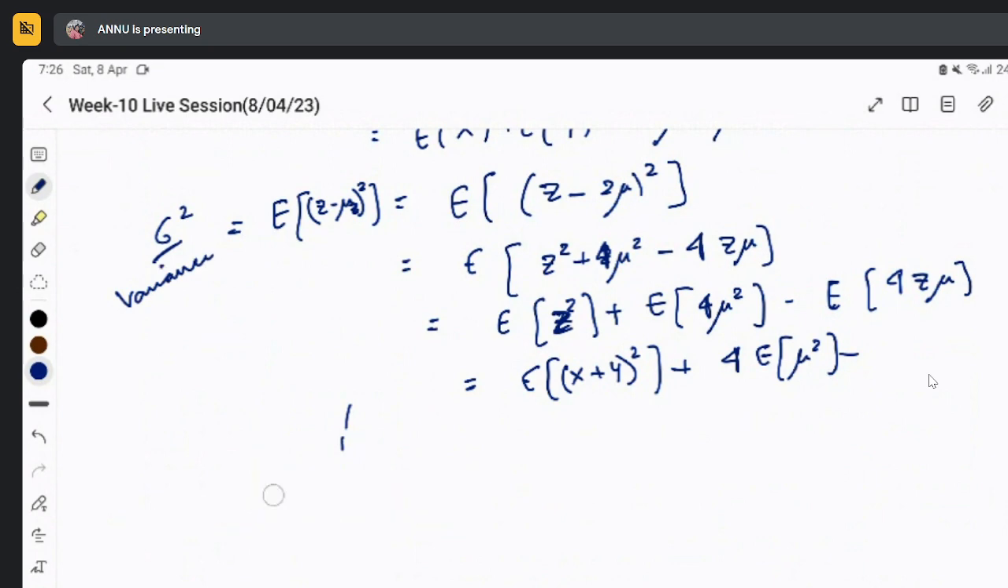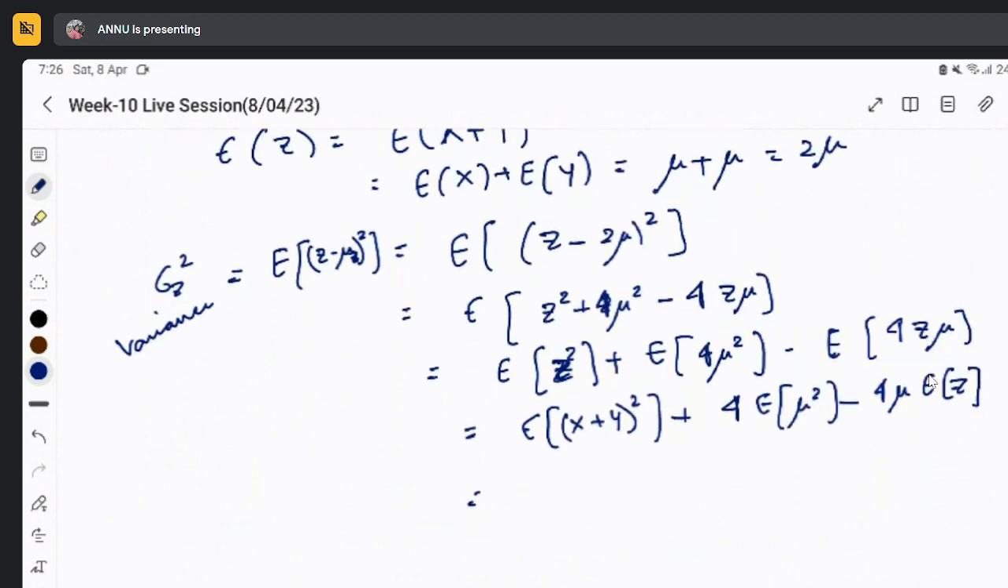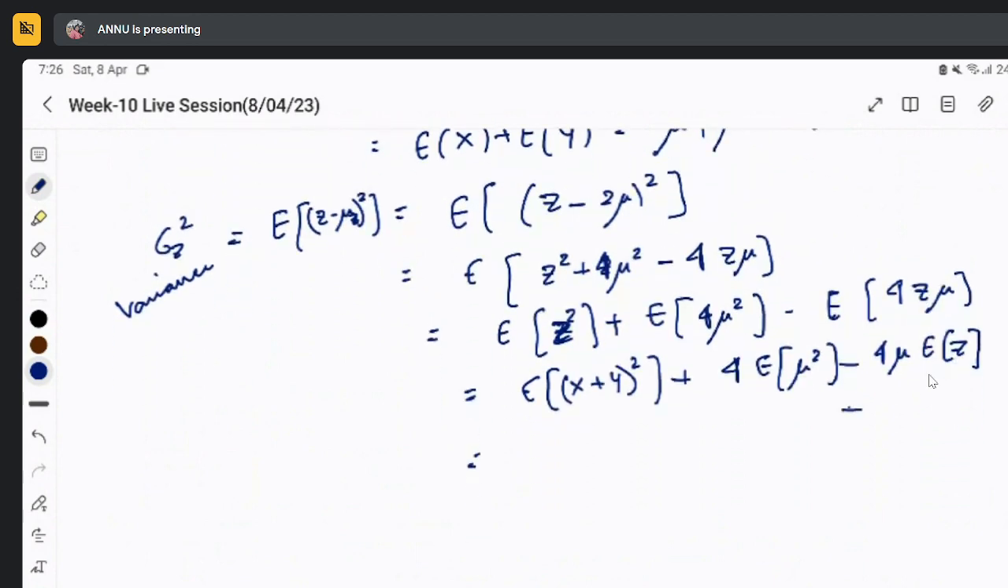Okay, now let us calculate sigma square. You know by the constant property, the 4 will come outside, and this 4 mu will also come outside. Then the expectation of z, you know this is what? 4 mu into 2 mu, right? 4 mu square, and mu square is the mean. And let's calculate x square plus y square plus 2xy.